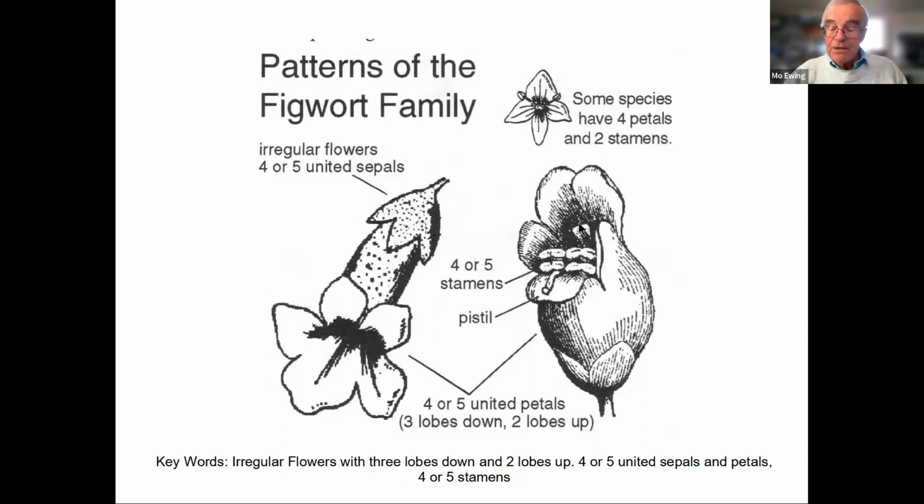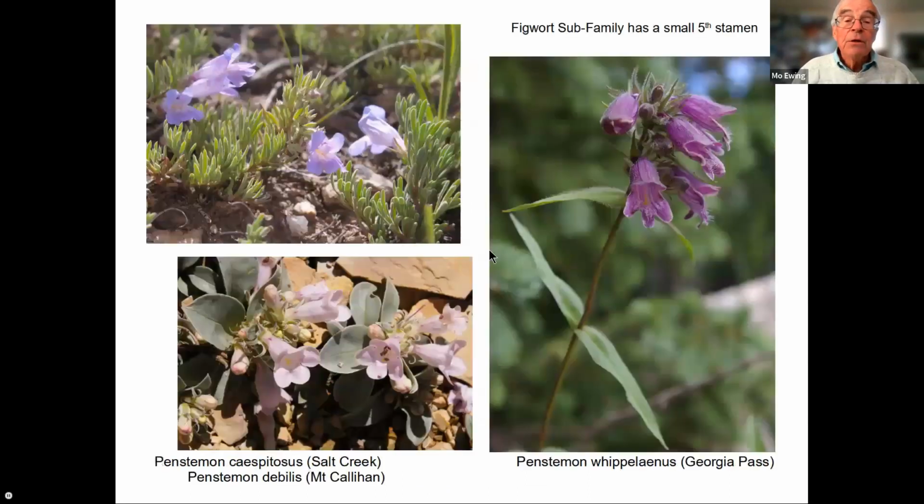And this is called the classic figwort family, and it's penstemons. And so here are some examples.